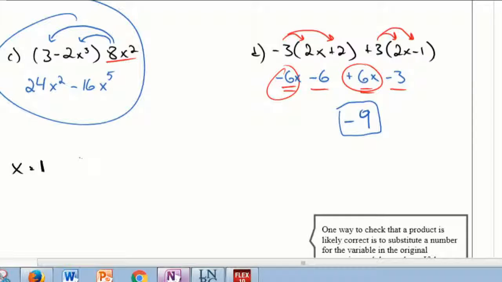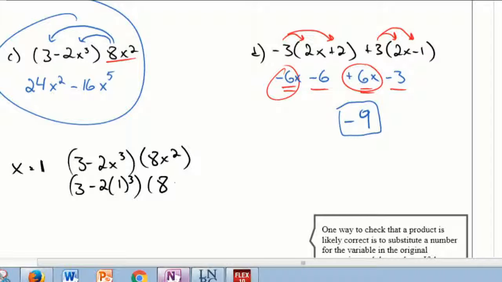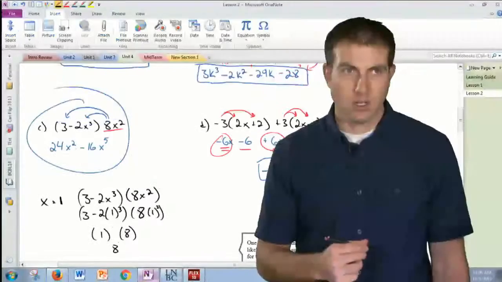So the question started off as 3 minus 2x cubed times 8x squared. If I substitute a 1 into the question, so I get 3 minus 2 times 1 cubed, times 8 times 1 squared, what do I end up with? Well, I get 3 minus 2 is 1, 8 times 1 is 8, and 1 times 8 is 8. So this is just a way to check if these answers are right.